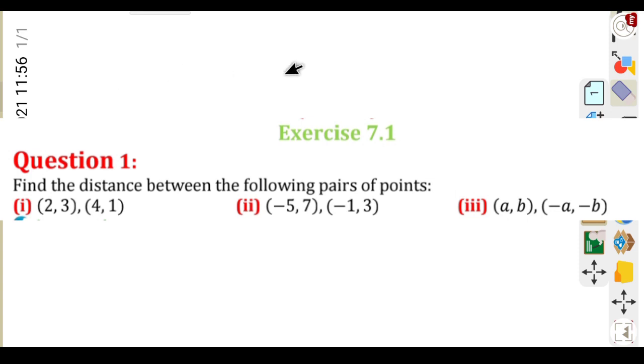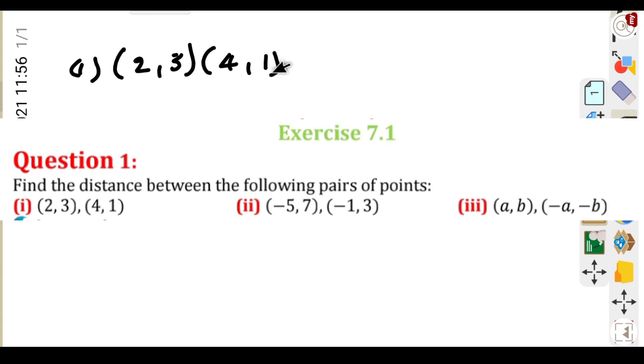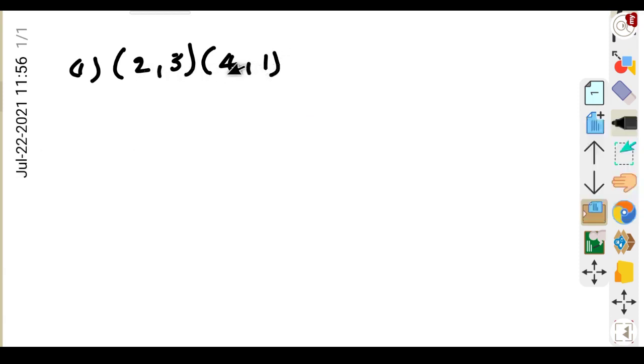Exercise 7.1, the first problem says find the distance between the following pair of points. So you need to find the distance between the given pair of points. Let me write the points they have given. The first points are 2 comma 3 and 4 comma 1. You need to find the distance between these two points. I think you know the distance formula, right?